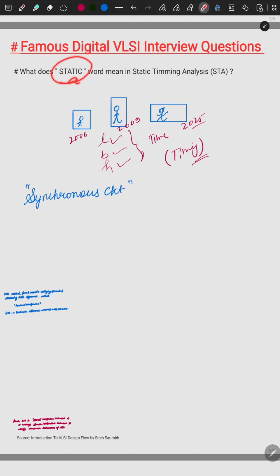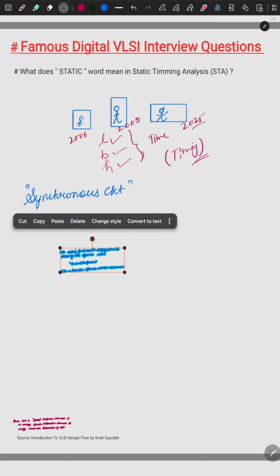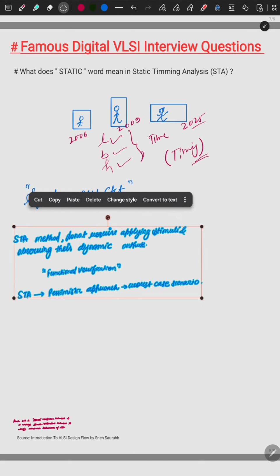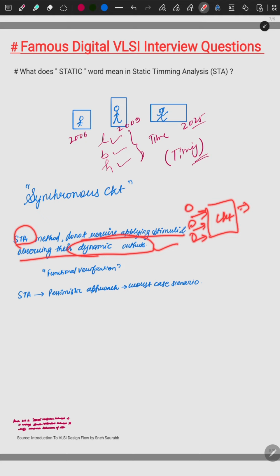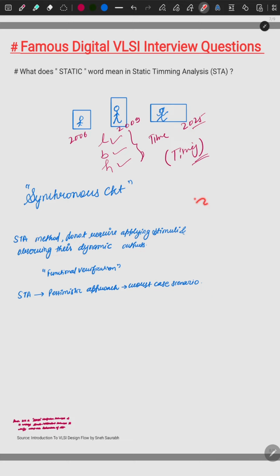Now coming to the term, why do we address this as static and what does it mean? STA methods do not require applying stimuli and observing their dynamic outputs. Suppose I have a circuit and I apply some stimulus like 0 0 0 and my output must come 1 1 1. Or I apply 1 0 1, then what will my output be? These are the dynamic things: we apply stimuli of different sets of inputs, and for that we analyze our outputs. That is a dynamic thing.